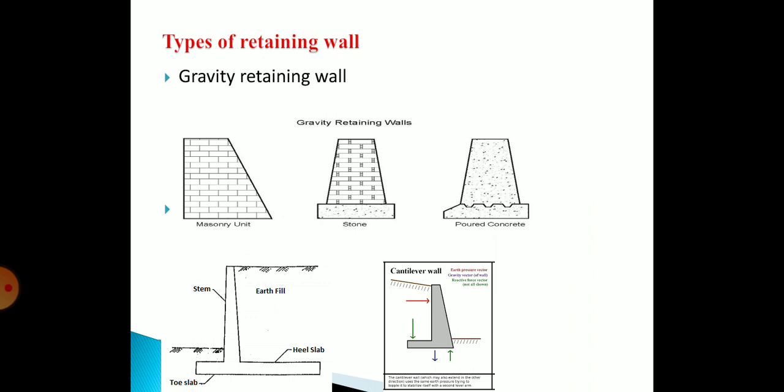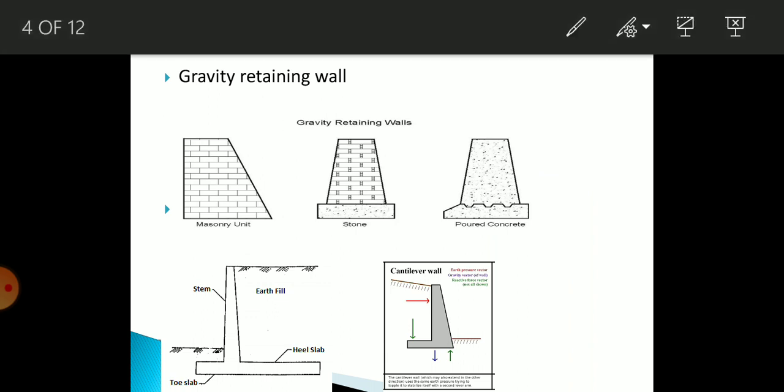Then next is types of retaining wall. First type is the gravity wall. You can see there are three types of gravity wall: masonry unit gravity wall, stone gravity wall, and poured concrete gravity wall.